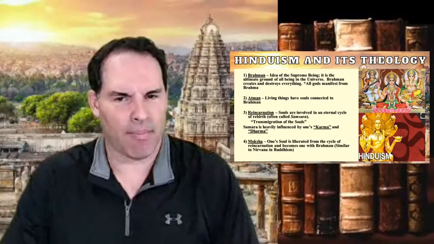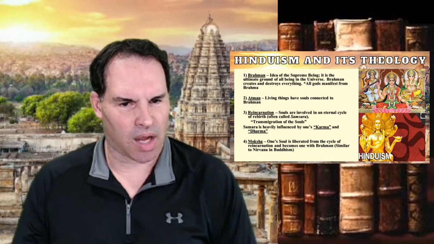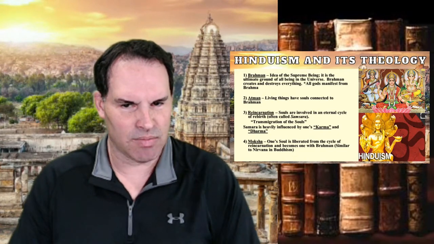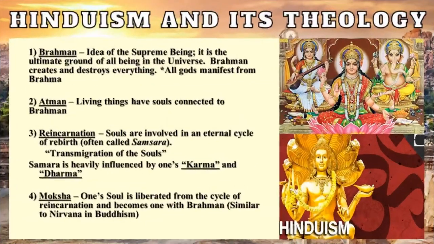Let me also talk about some of the different theological ideas that are based in Hinduism. Here are some brief ideas that are famous in Hinduism. I talked about the fact that in Hinduism, they have this idea of a supreme being, which is often called Brahman, is the term they use. Hindus sometimes talk about it being the ultimate ground of all being in the universe. Brahman creates and destroys everything, like all living things, throughout the universe.